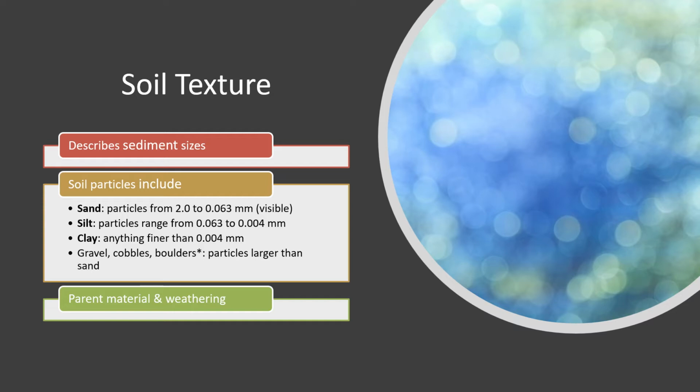Anything that's larger than sand, so that would be gravel, cobbles, and boulders, these are not considered to be part of the soil because they're too big to be called sediments. The soil texture is determined by the parent material or rocks that the sediments come from, as well as the degree of weathering that the soil has been subjected to. Soil texture doesn't factor in the amount of organic matter present in that soil. It just looks at the parent material and the sediments in that soil.